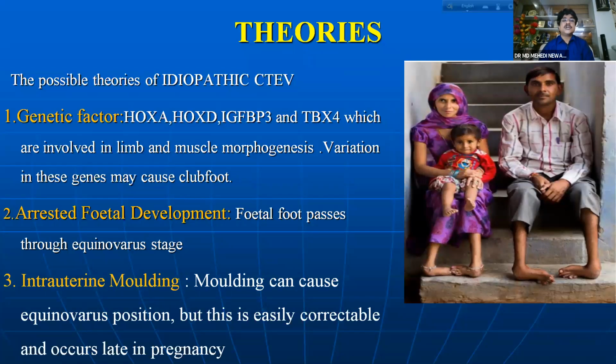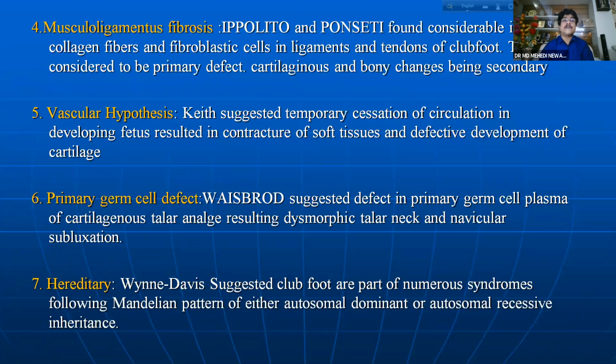The possible theories of idiopathic clubfoot: genetic factor. Some genes are involved in lower limb, and if there is a genetic problem, lower limb may go to clubfoot. Arrested fetal development. Intrauterine molding is very important. Molding can cause equinovarus position, but this is easily correctable and occurs late in pregnancy. Musculo-ligamentous fibrosis is very important.